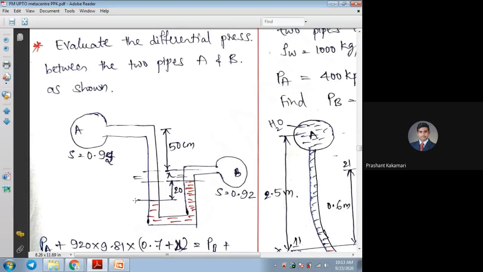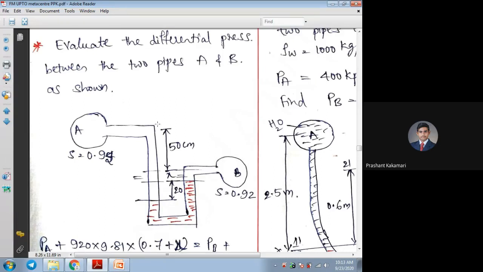Coming to this example, evaluate the differential pressure between two pipes. We need to find the difference in pressure PA minus PB. Pipe A contains liquid with specific gravity 0.92, and pipe B contains liquid of the same specific gravity 0.92. Both pipes have the same fluid, and in the manometer, we'll see which liquid is given. Most of the time it will be mercury.